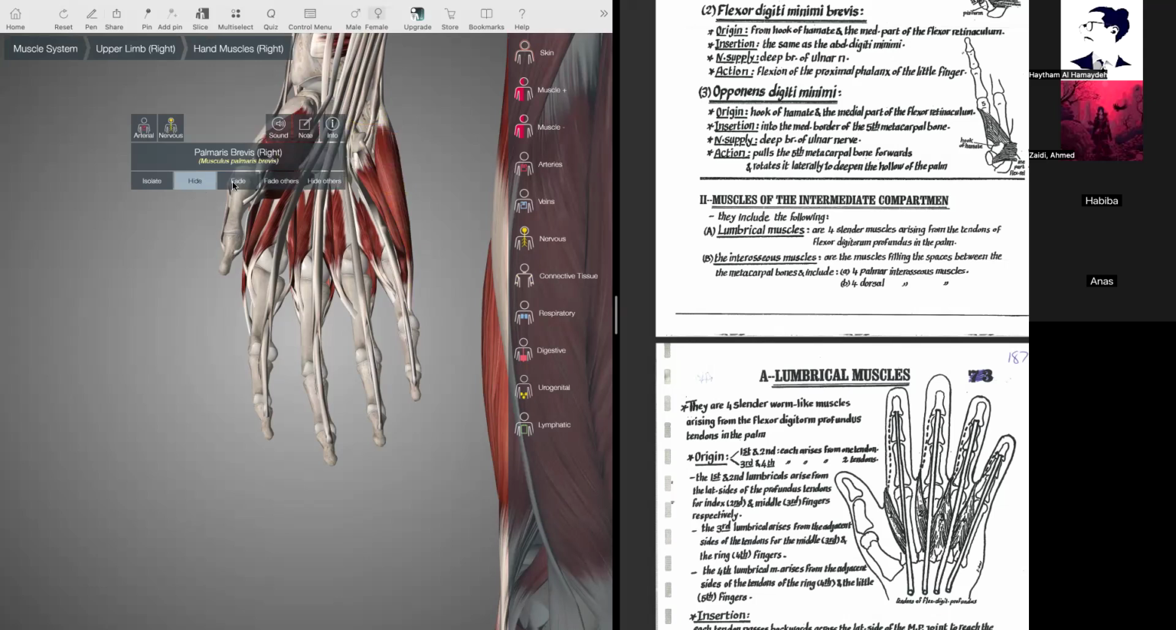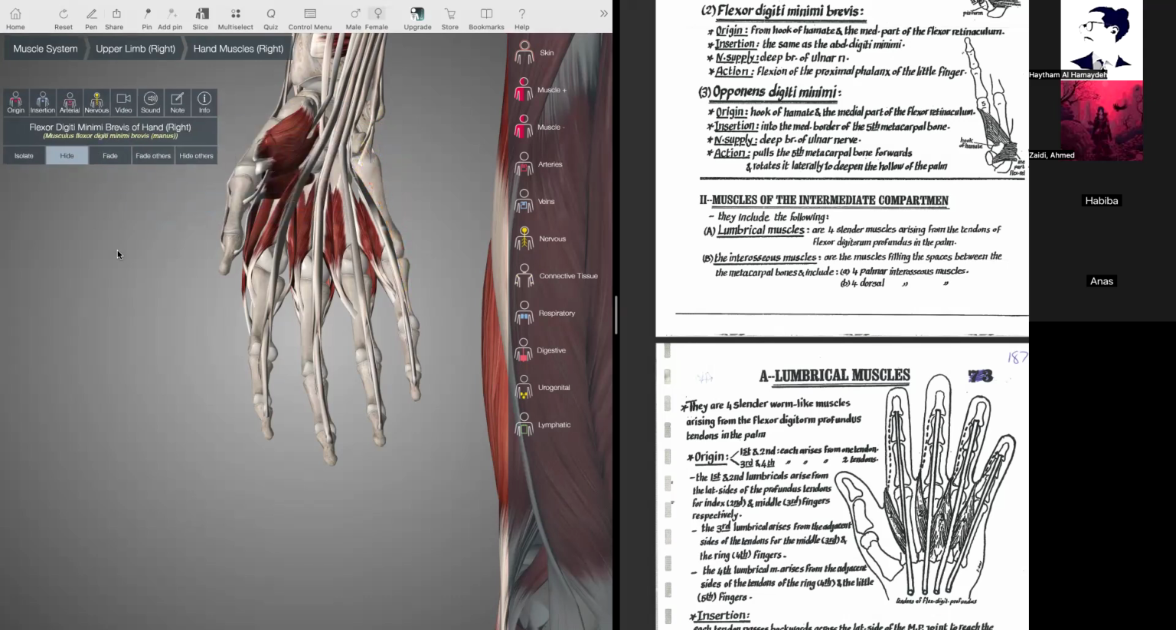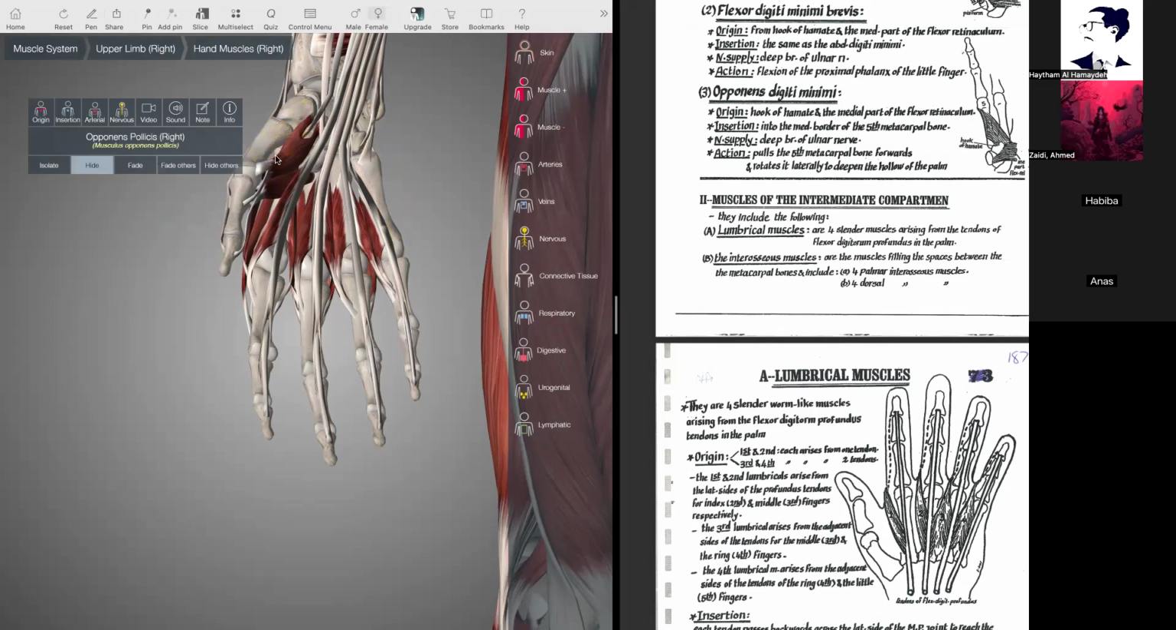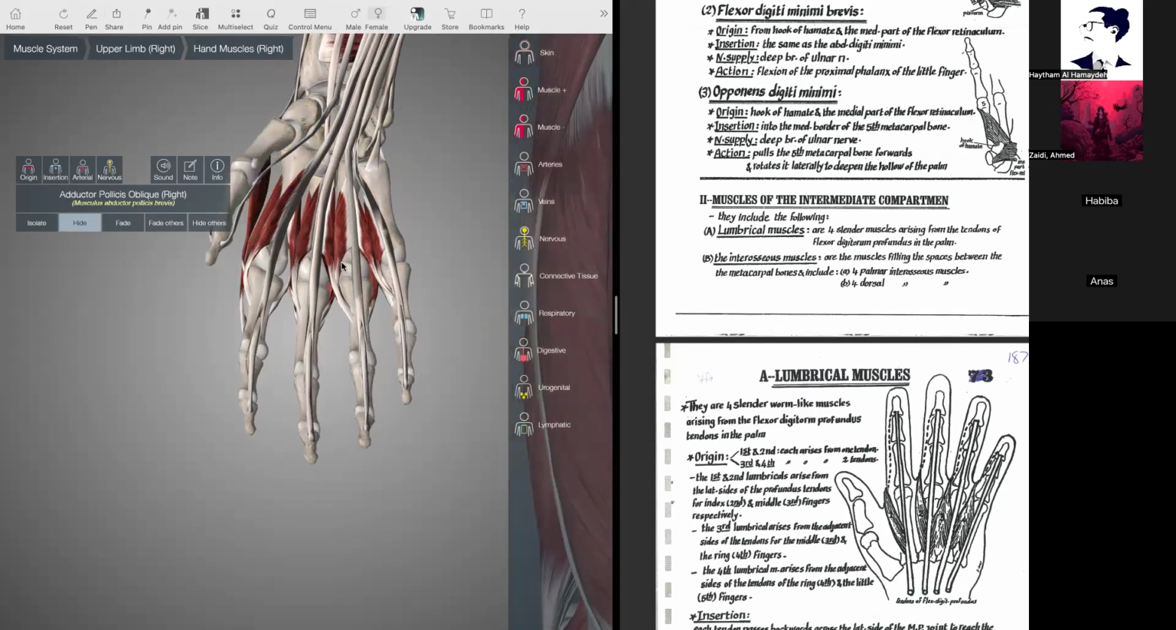On the other side, you have abductor digiti minimi, opponens digiti minimi, right here, and flexor digiti minimi brevis. Intermediate, the lumbricals and the interosseous.